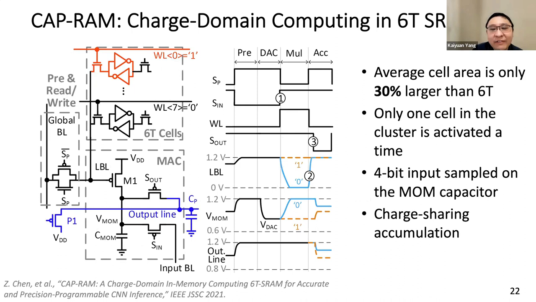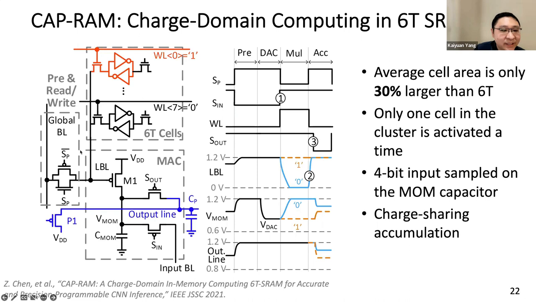So here I will show our first attempt to do this. We present a charge domain computing design called CAPRAM. This was the first design that utilizes industry standard six transistor SRAM cell for doing charge domain computing with very high accuracy, and it supports a multi-bit input and multi-bit weight. So it can natively perform 4-bit input activations, and it will use digital serial processing to support up to 8-bit of weight. So the key circuit here is this extra computing circuit composed of 3 extra switches and 1 capacitor. So they are attached to a cluster of SRAM cells.